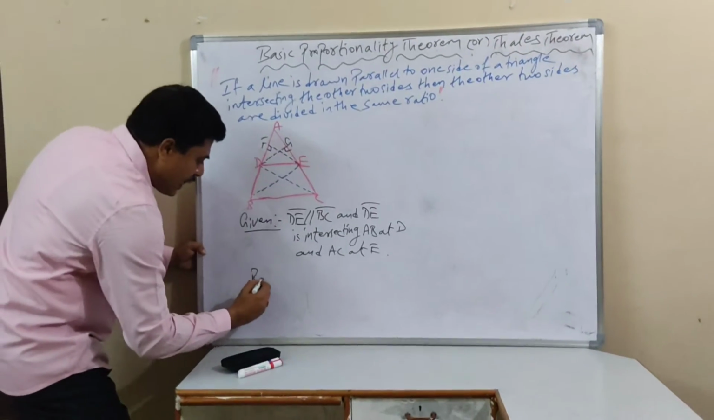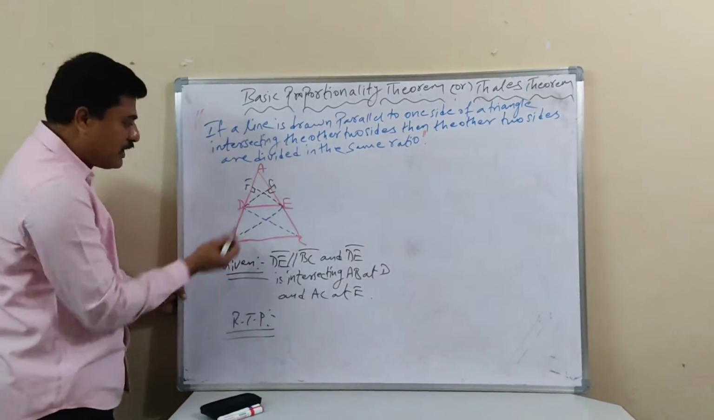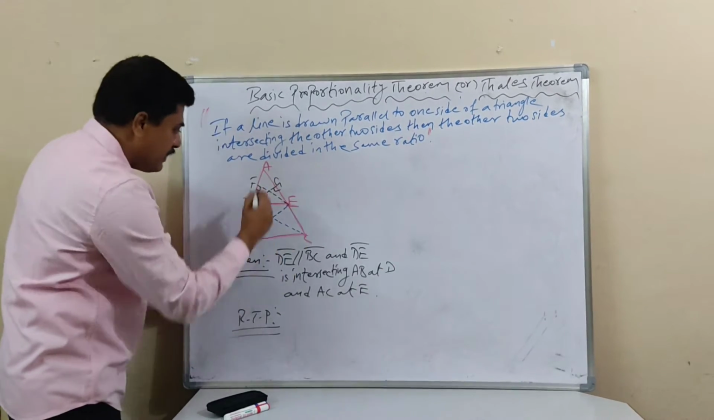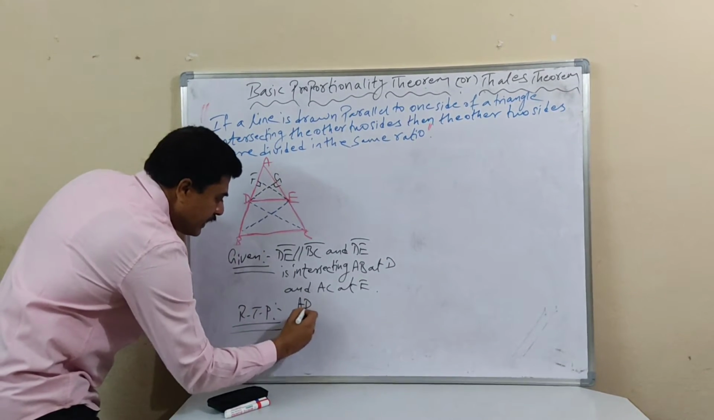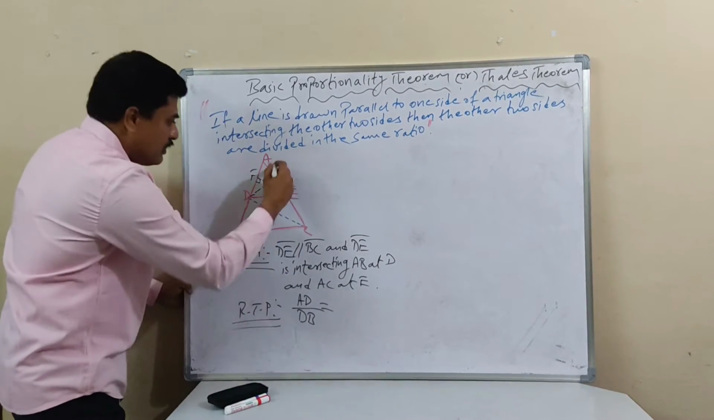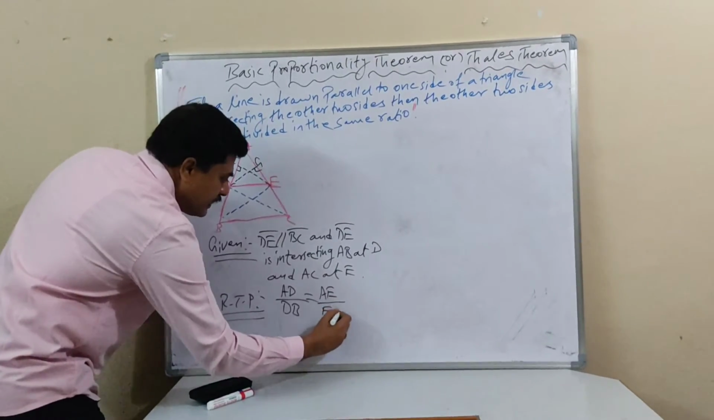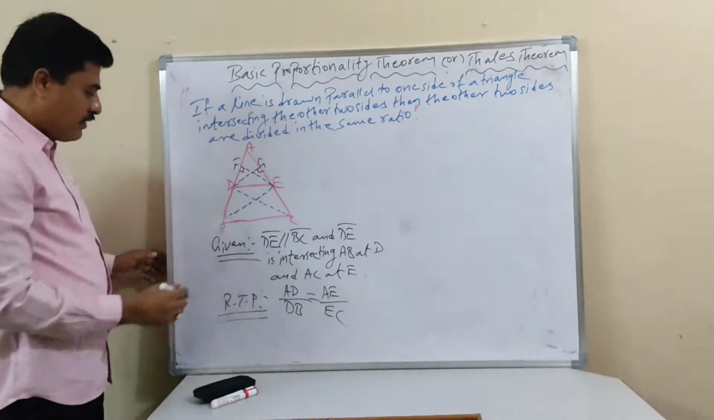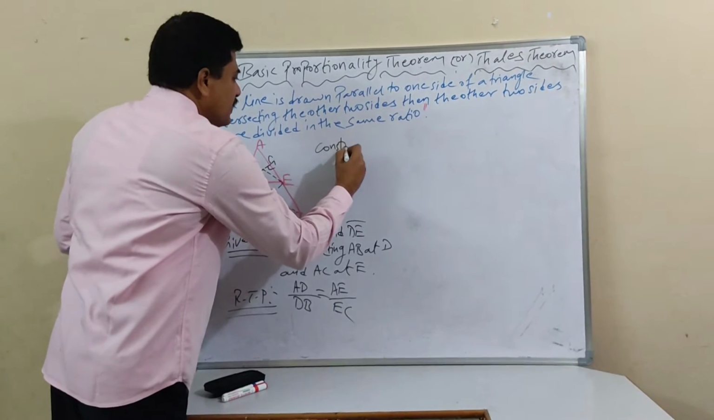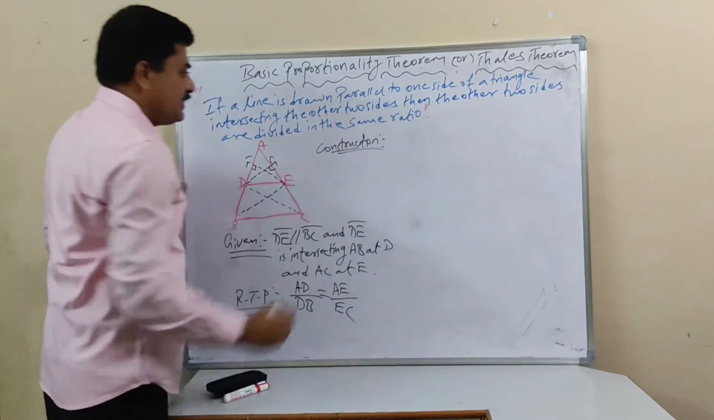Now here, RTP, that is nothing but required to prove. What is required to prove? The other two sides are divided in the same ratio, that is AD by DB is equal to AE by EC. So this we have to prove. For this proof, we have to do some construction. Don't forget to do some construction, students. Here, what is that construction?